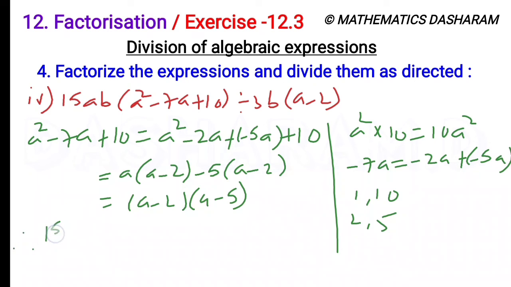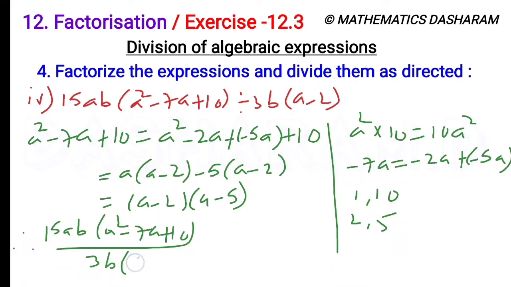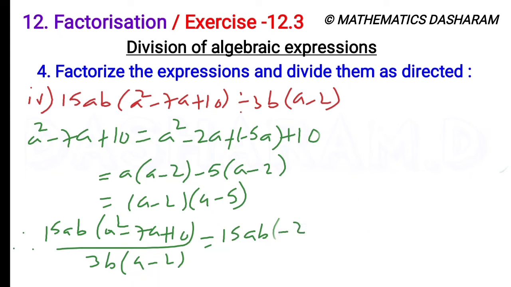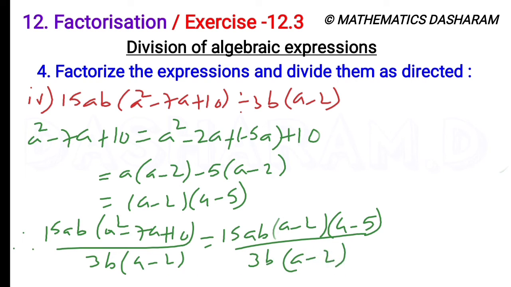So therefore 15ab bracket of a square minus 7a plus 10 all divided by 3b bracket of a minus 2 equals 15ab into a minus 2 into a minus 5 whole divided by 3b bracket of a minus 2. Here b cancels, 3 ones are 3, 3 fives are 15. Next a minus 2 cancels. So the answer is 5a bracket of a minus 5.